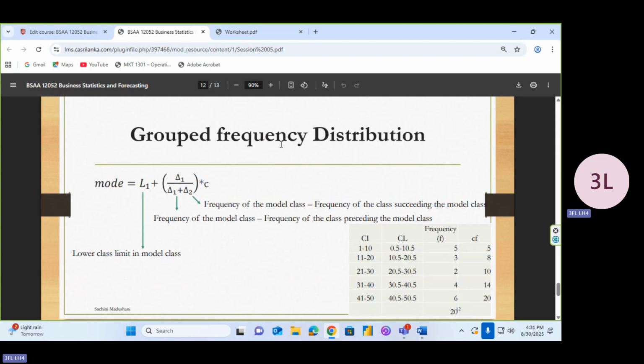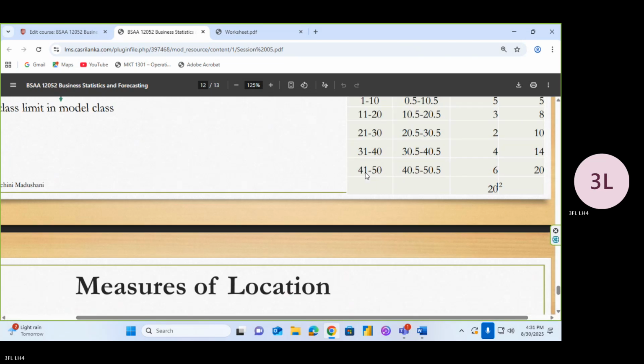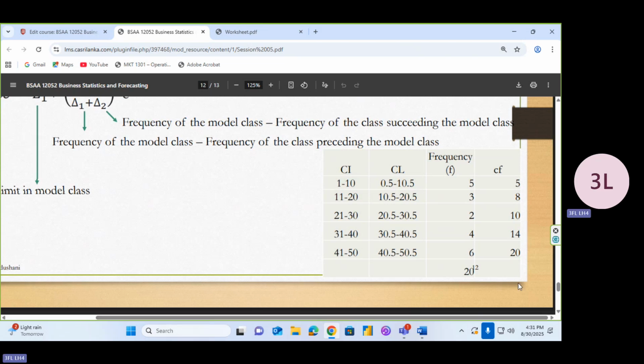Then with a raw data set and ungrouped data, you can easily find out the mode. By mere inspection you can find out which observation is the most frequent. But if you have a grouped data distribution, there is an issue of how to find the mode value. Here is a grouped data distribution: 1 to 10, 11 to 20, 21 to 30, 31 to 40, 41 to 50. Here 5 class intervals are there with corresponding frequency.